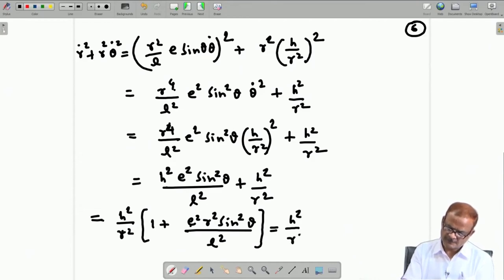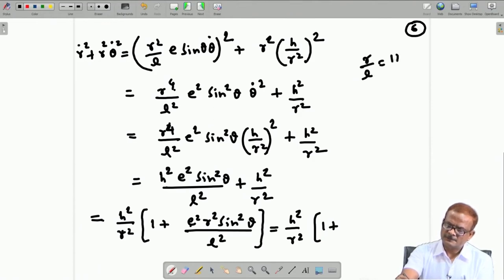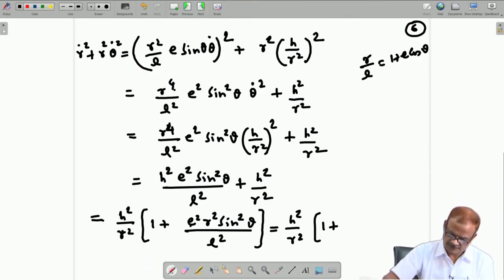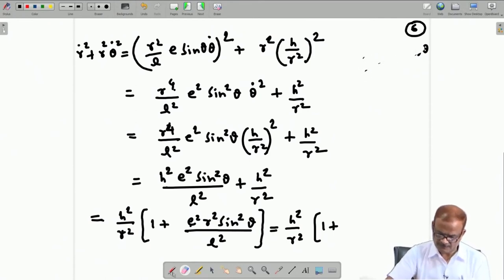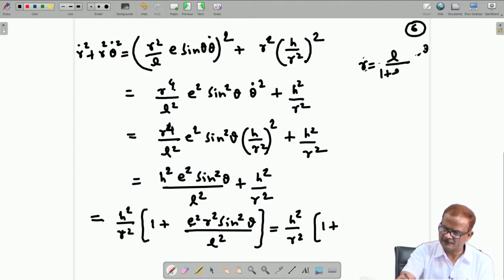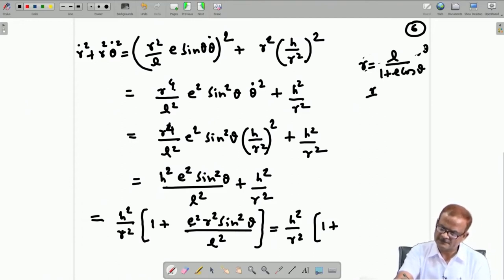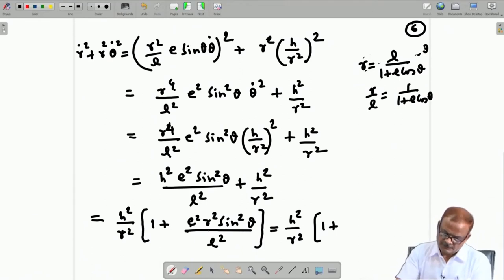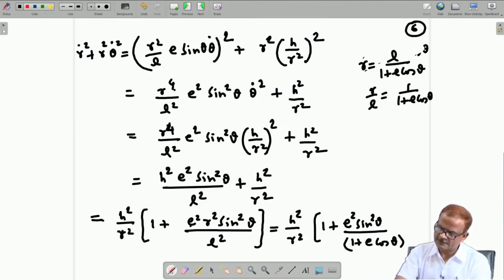So, H square by R square times 1 plus, now we know that R by L equal to 1 plus E cos theta. Let me write the equation in the proper way and from there we will write it. R equal to L by 1 plus E cos theta. So, R by L is 1 by 1 plus E cos theta. We utilize it in this place. So, this is E square sin square theta divided by, if we insert this, 1 plus E cos theta square.